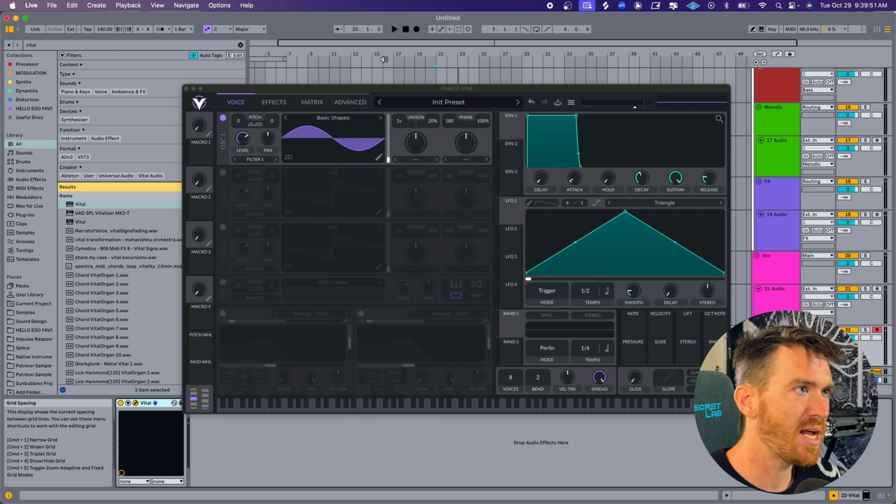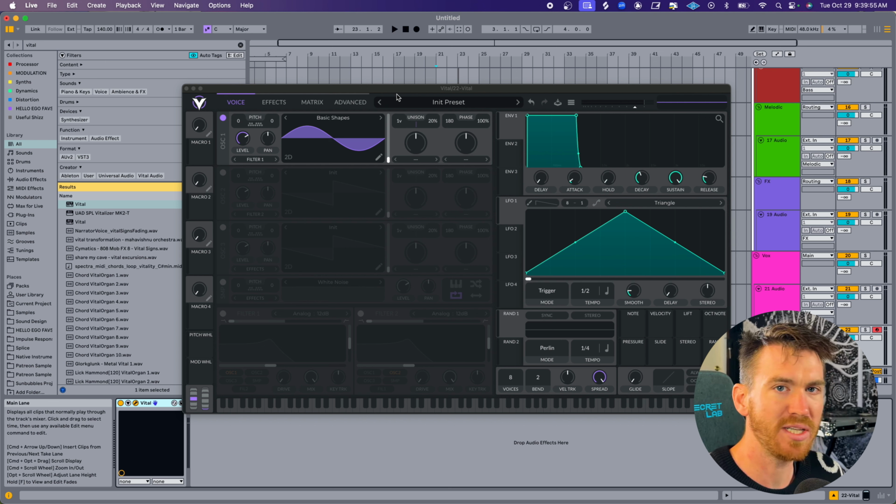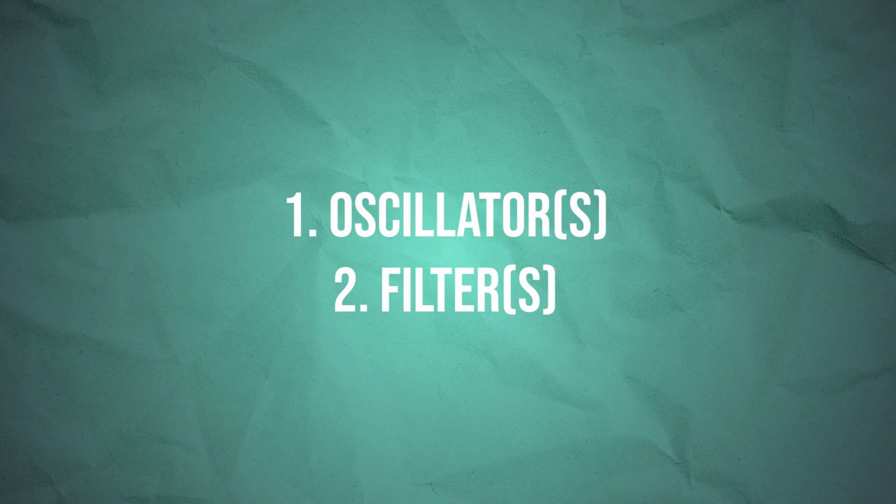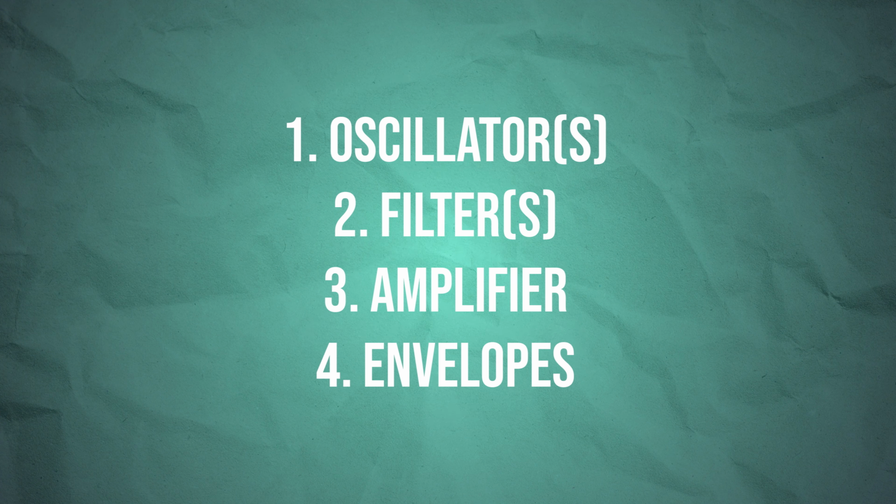So let's say you just downloaded Vital, you're taking a look at it and you're wondering, how do I even go about this? Where do I start? As I mentioned, most synths use a lot of the same components. There are really 5 main components of a synth. There's the oscillator, the filter, the amplifier, envelopes, and LFOs.